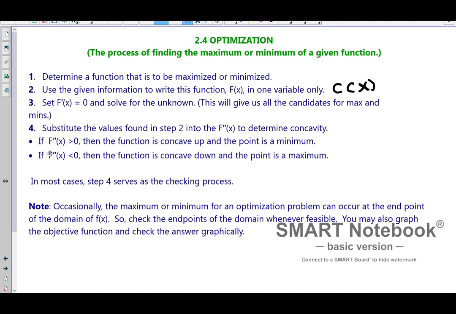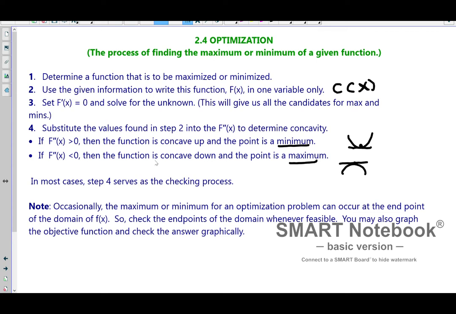If the second derivative is positive, what that means is you have a concave up situation. So slope is 0 and concave up. That would mean that you have found a minimum of the function. On the other hand, if the second derivative is negative, that would mean you have a concave down situation, and the point that you found there with the slope equal to 0 would represent a maximum. And typically, this step serves mainly as a check-in step.